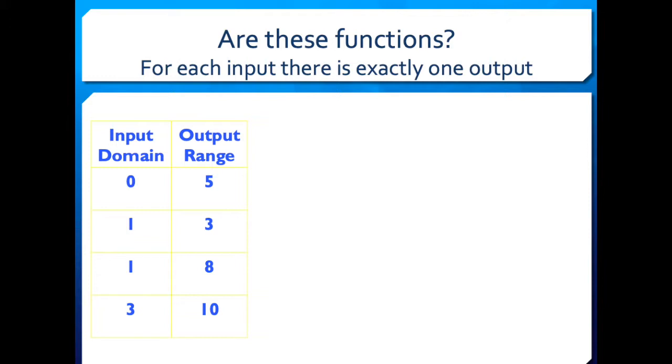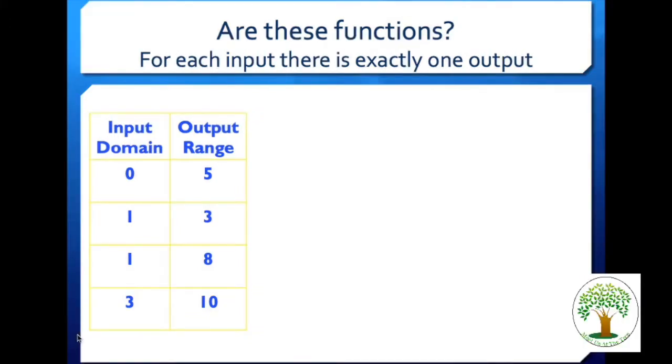Can somebody tell me why you think that? Because there's not one output. Is there one of them that has multiple outputs? When you say output, it's your answer, one number. 0 goes to 5, but 1 goes to 3. What else does 1 go to? 8, so that's not a function.